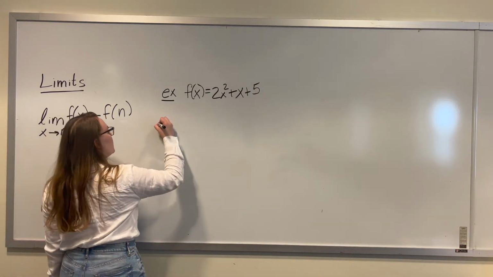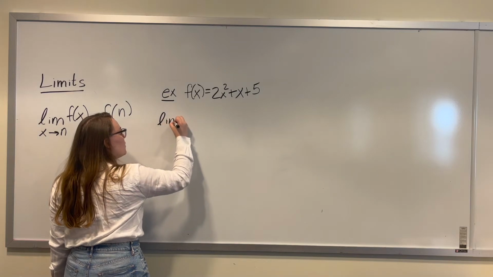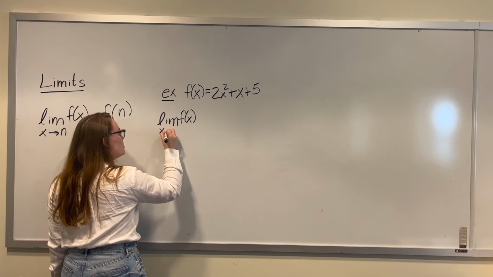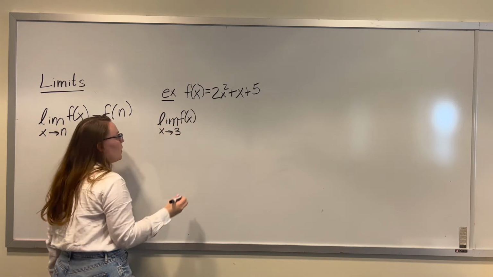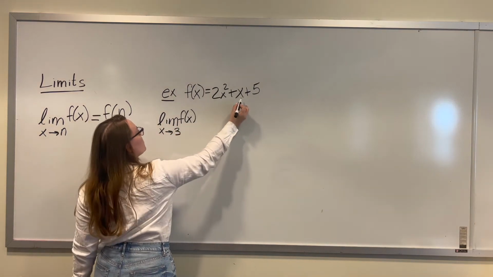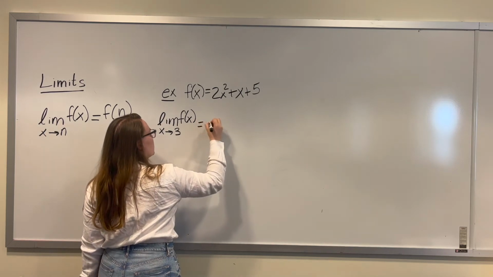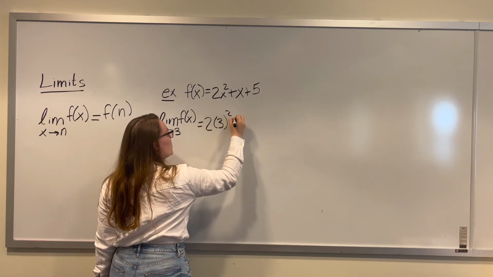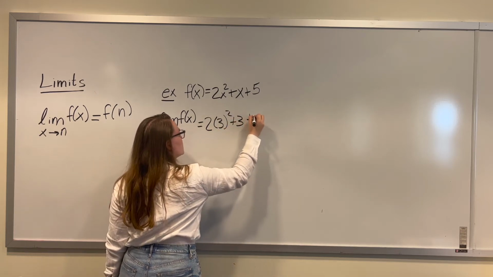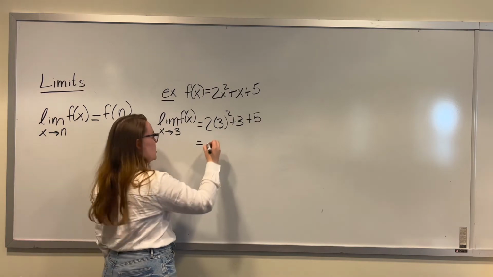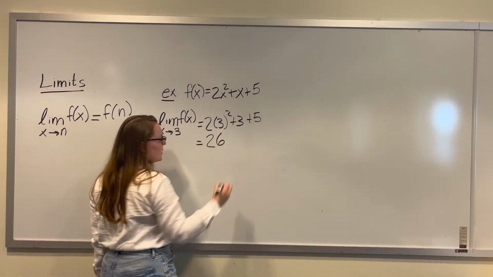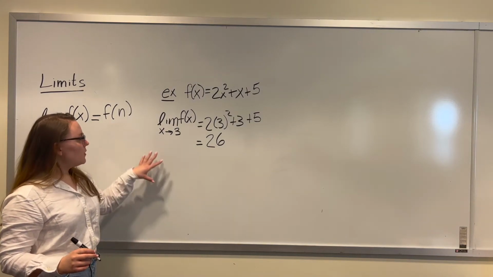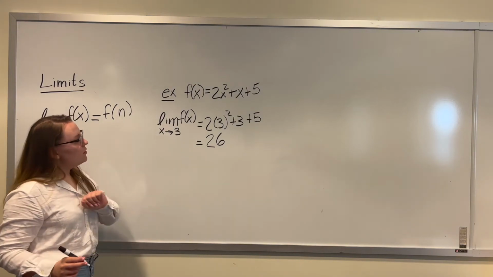What we have here is a pretty straightforward example. So if we wanted to take the limit of f of x as x goes to, let's say, 3, we would just plug 3 into all the x's here. So we're going to get 2 times 3 squared plus 3 plus 5, which is then 26. And that is the solution. The limit of our function f of x as x goes to 3 is then just 26.